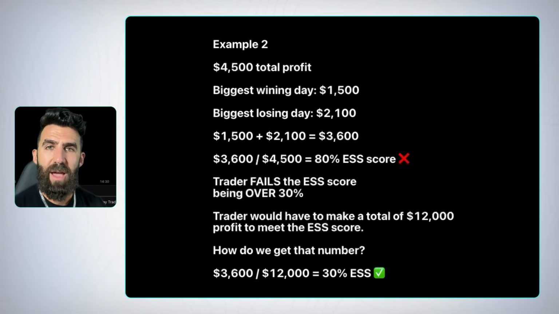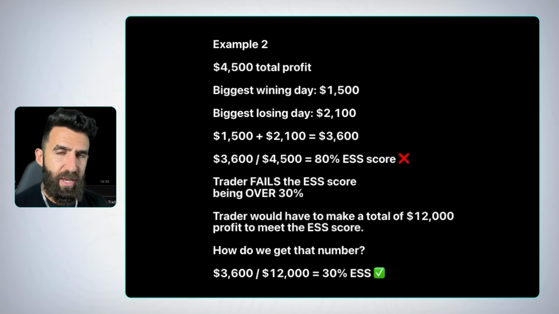3,600 divided by 12,000 equals a 30% ESS score, okay? Similar to the consistency rule, again, this is different, but similar, if you pre-plan this stuff on the front end, you can set yourself up for success.